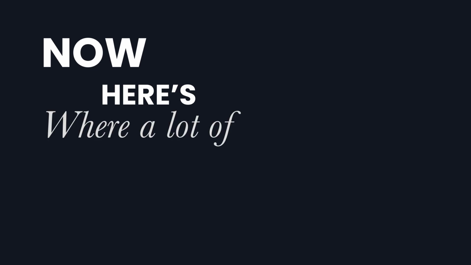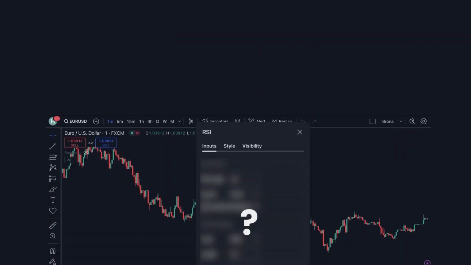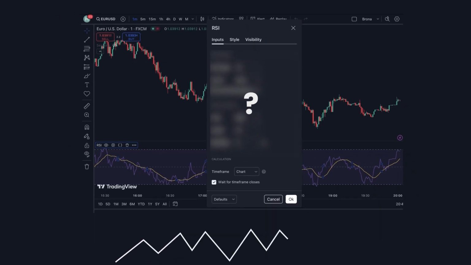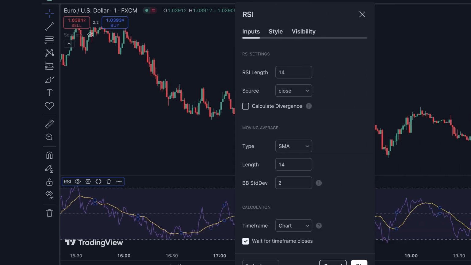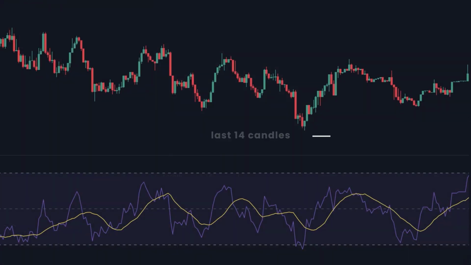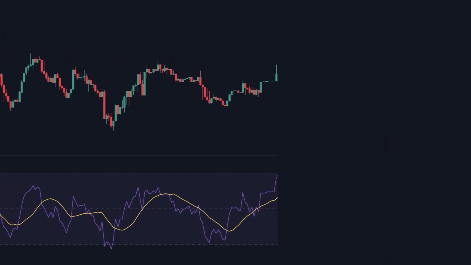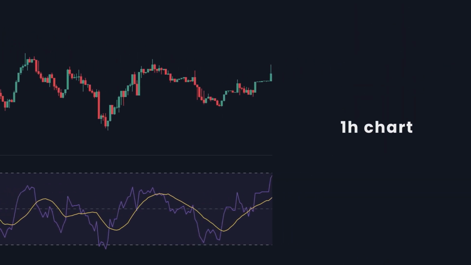Now here's where a lot of traders get it wrong. Most traders overlook how the RSI's settings impact the accuracy of divergence signals, and that's a big mistake. By default, the RSI is set to a 14-period length, meaning it calculates momentum based on the last 14 candles only. Any divergence you spot is limited to what happens within this specific 14-candle window. For example, on a 1-hour chart, if your RSI is set to 14, it will only show divergences within the most recent 14 hours of price action.